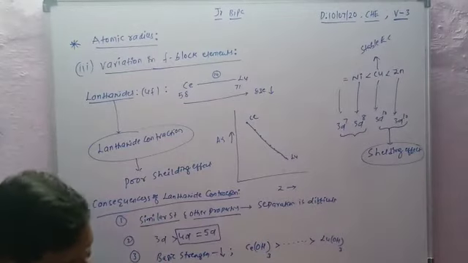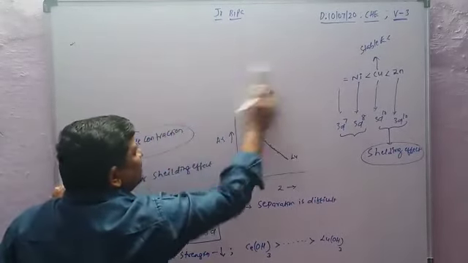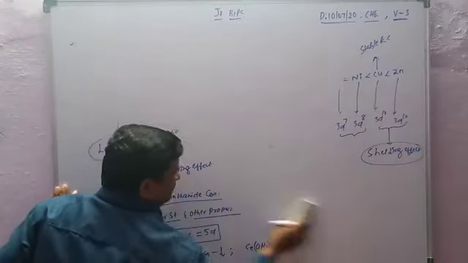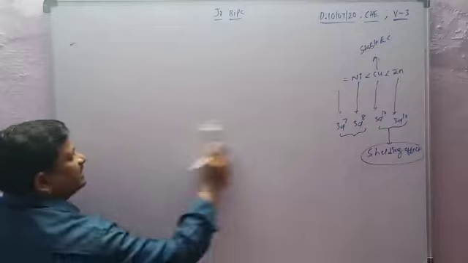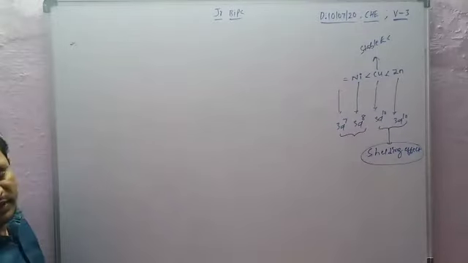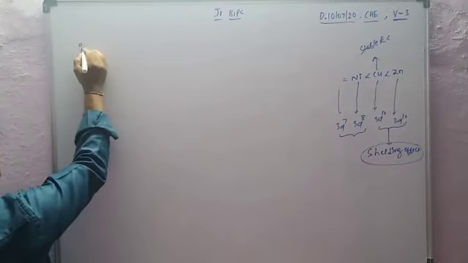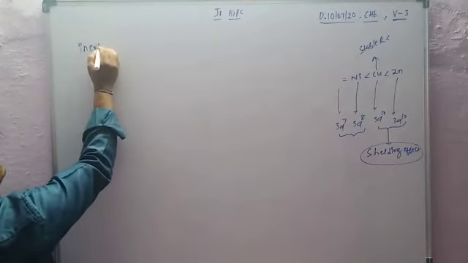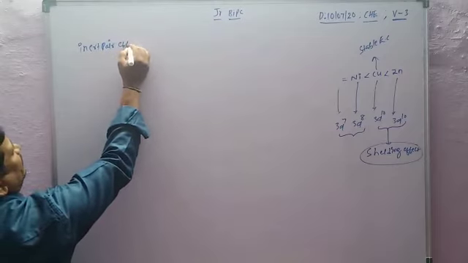The next one: generally in heavy metals, the inert pair effect is present. So what is the inert pair effect?